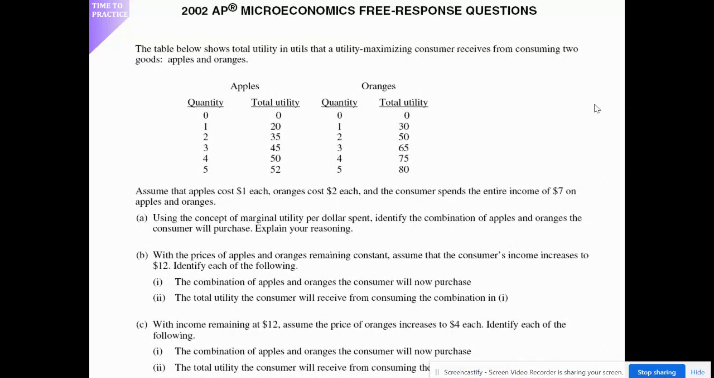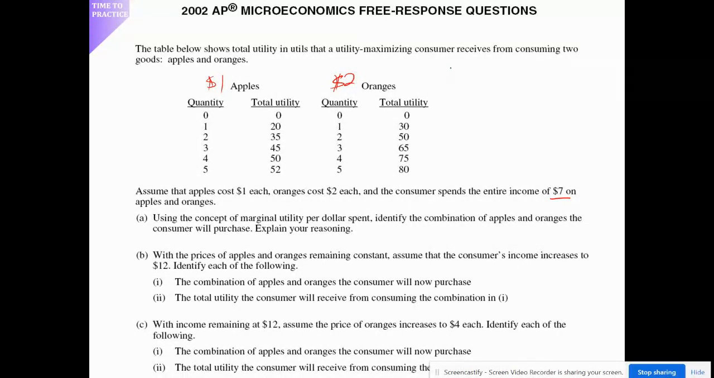So this one says if we're going to do apples and oranges, and this is an FRQ. The answers are in the next couple slides, but let's take a look here. It says apples are $1 a piece, so I'll put $1 here, and oranges are $2 a piece. And here they have the total utility, and they said that the budget constraint, we have a whopping $7.